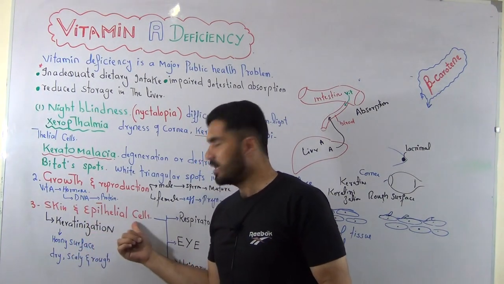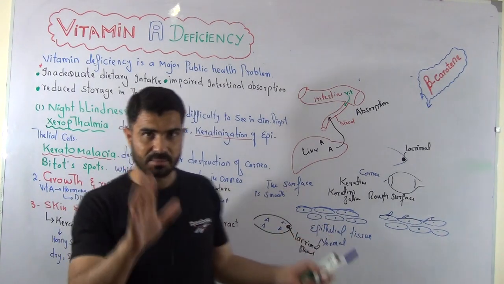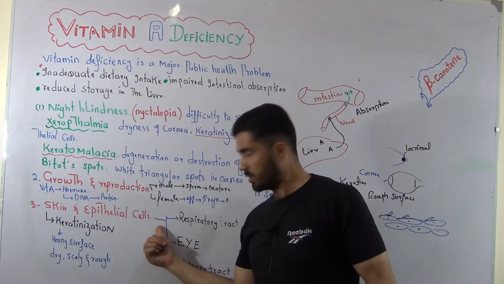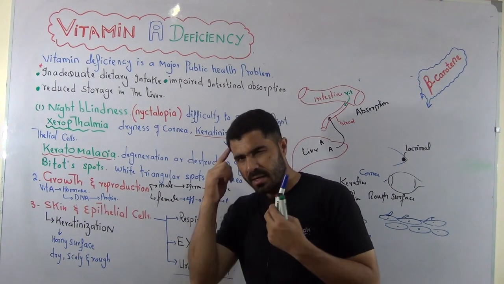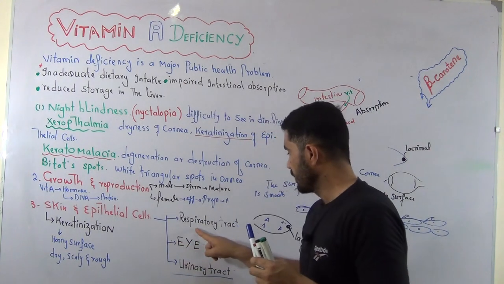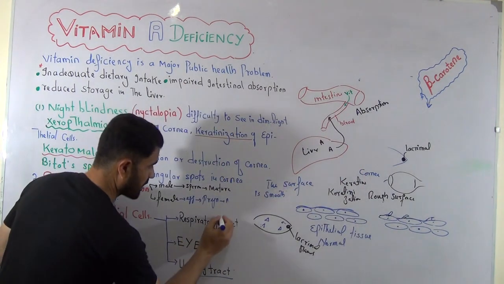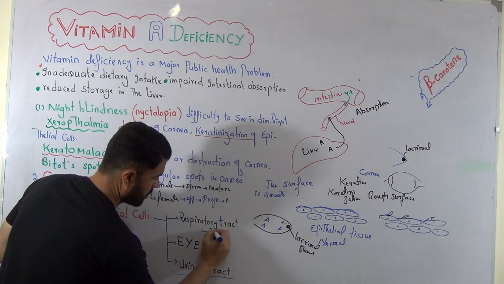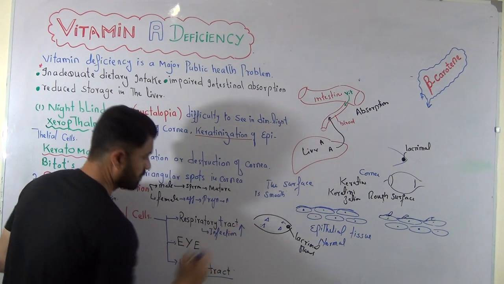And second, epithelial cells. This was already discussed here, but let me tell you something more. Epithelial cells are present in your respiratory tract, eye and urinary tract. If the respiratory tract epithelial cells are keratinized, what will happen? Then infection will be increased.